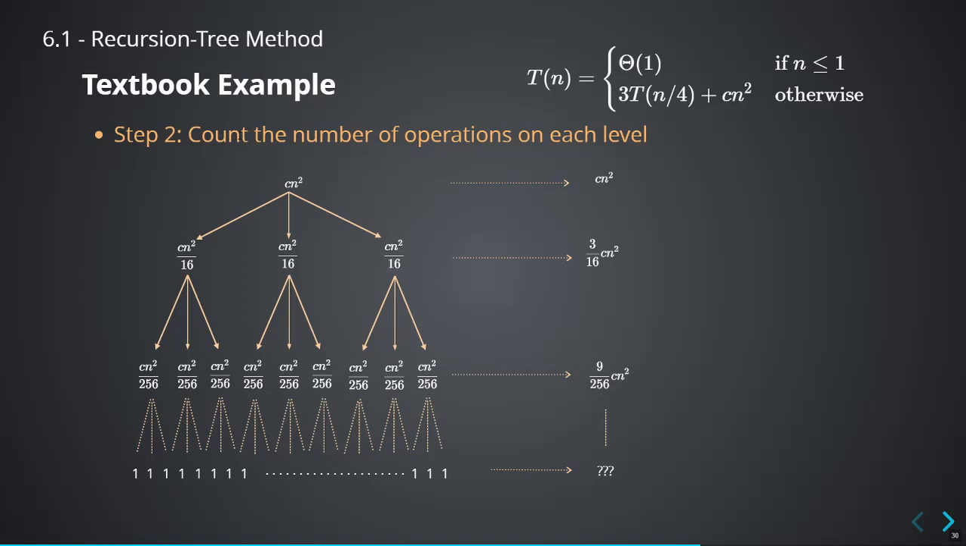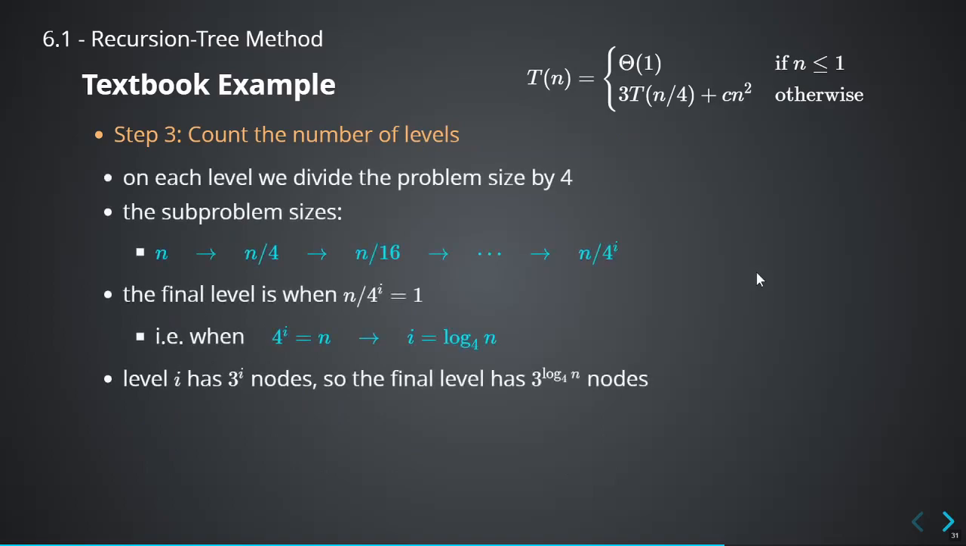Let's count the number of operations on each level. We have cn squared, followed by 3 over 16 times cn squared, followed by 9 over 256 times cn squared. And what about the final level? All right. Let's work out the height.